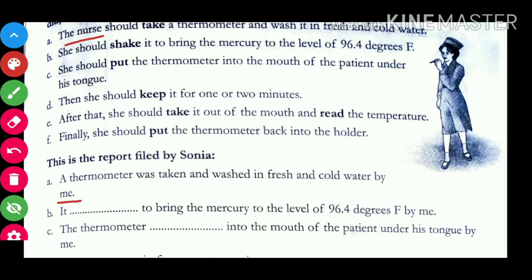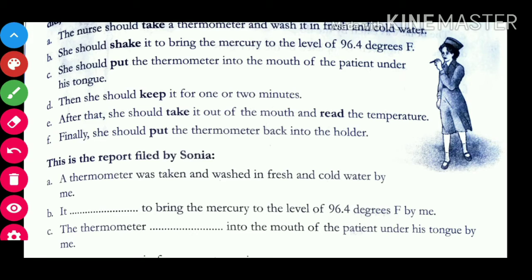The thermometer was taken, और तो देखो यहाँ पे जो take था हमारा verb has changed into was taken. Okay, and wash changed into washed. Okay, this is how you have to work. Now come to the second.